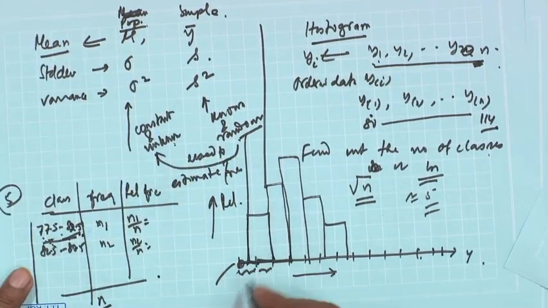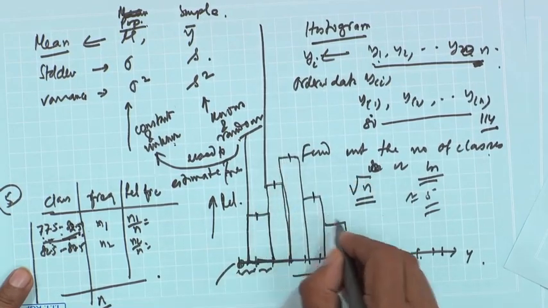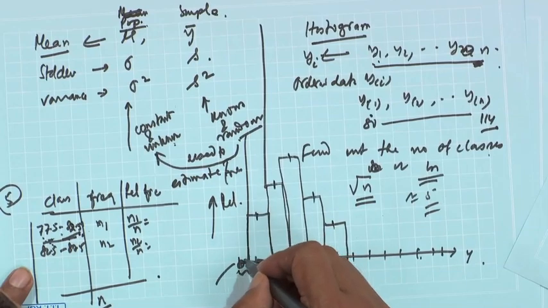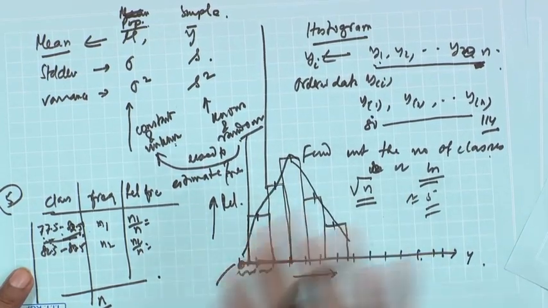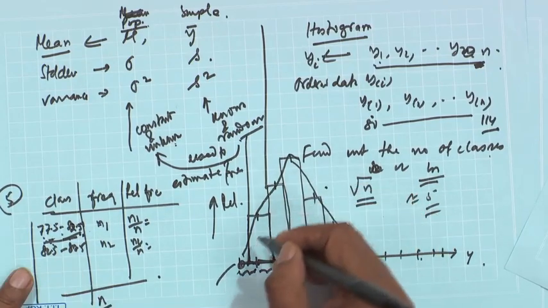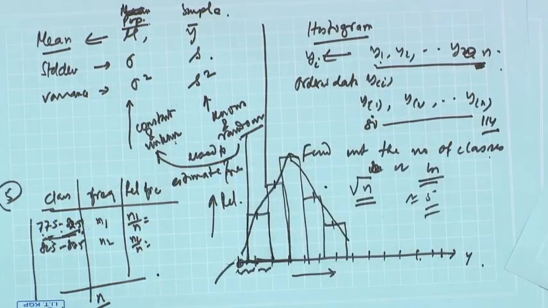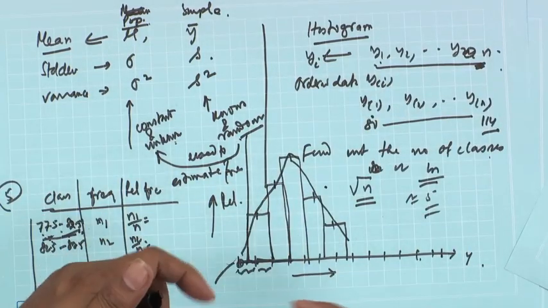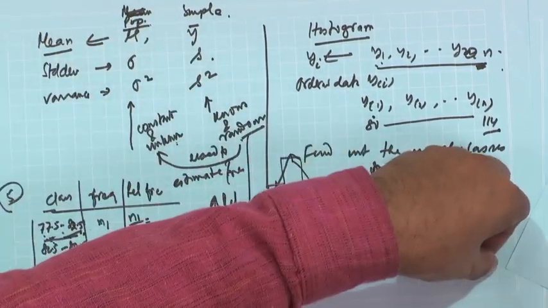Many times what we do is join the middle points of the bars and find a graph. This is known as a frequency polygon, and if you smoothen this frequency polygon, you will get some idea about the distribution of the y variable.